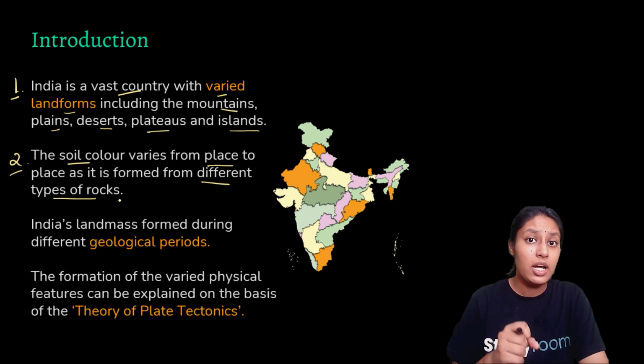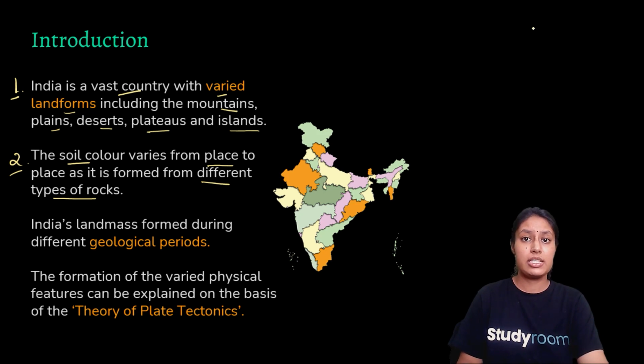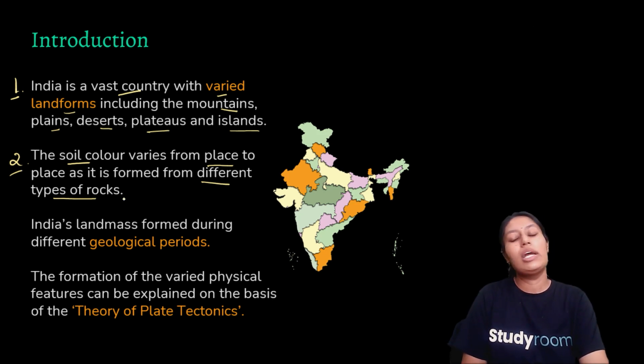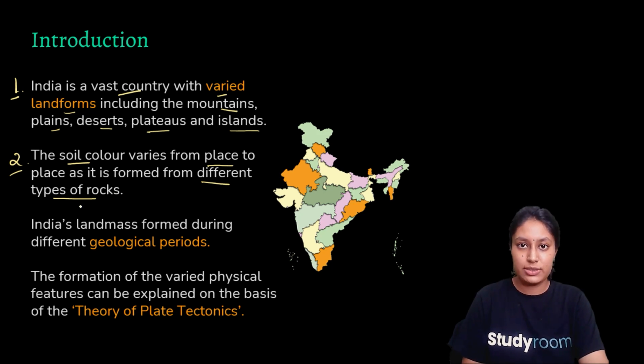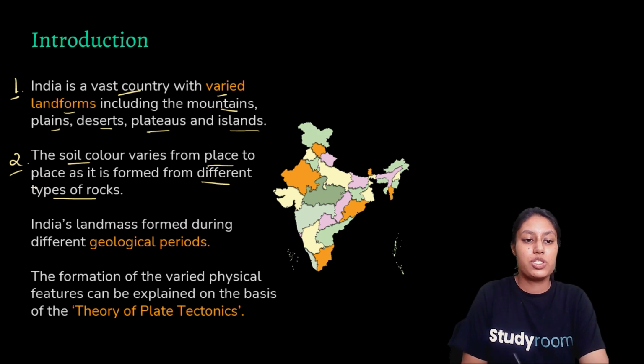It's because of the differentiation of weather as well, and the differentiation of other physical factors and how it is placed, where it has been placed. So second, the soil color varies from place to place, and different soil color means different types of rock formation. So this is the second physical feature.